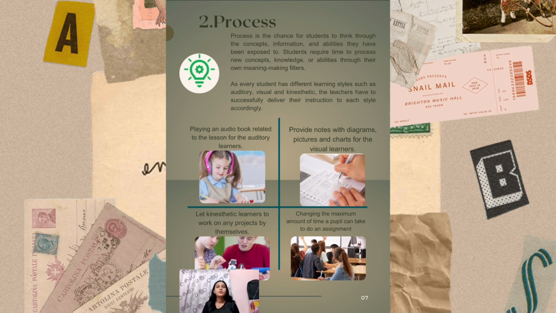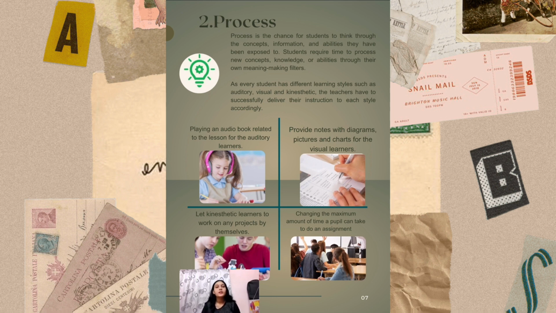The second way to differentiate instruction is the process. To put it simply, process is the way a piece of information or new knowledge is conveyed to the student. It is also the chance for students to think through the concept, information, and abilities they have been exposed to. As every student has different learning styles, such as auditory, visual, and kinesthetic, the teachers have the responsibility to tailor their instruction to each style accordingly.